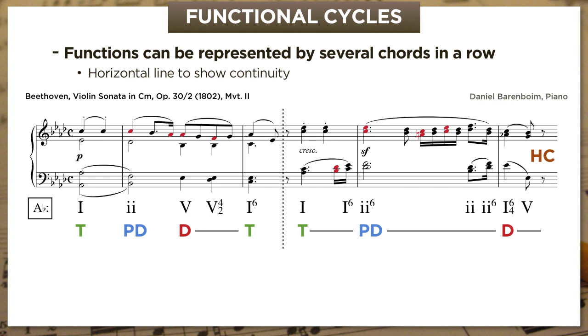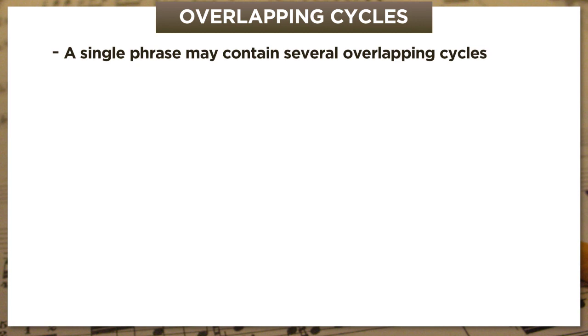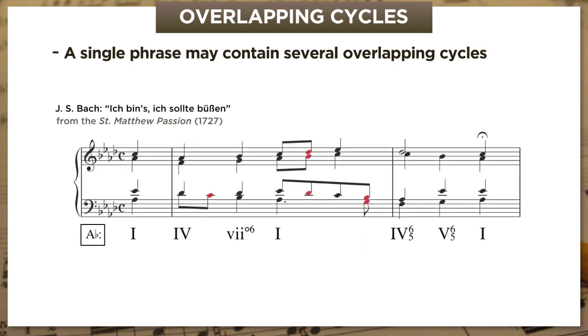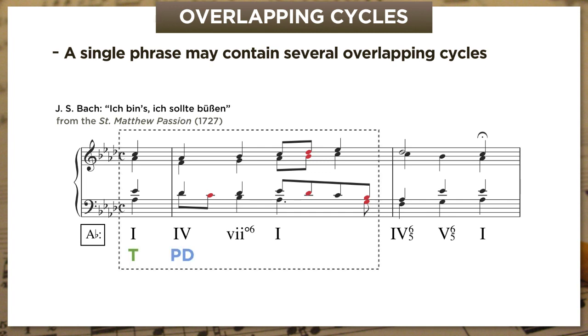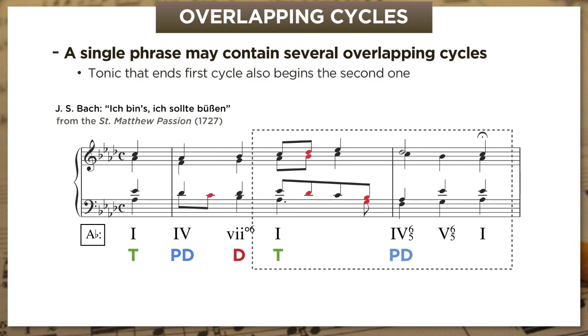Now, so far, every functional cycle we've seen has spanned a single musical idea, a self-contained phrase or subphrase. But very often, a single phrase will contain several overlapping functional cycles. Here's a chorale phrase from Bach's St. Matthew Passion, and you might remember this from video 9, where we talked a lot about one of its chords. Here, in just 2 bars, we get 2 complete functional cycles, where the tonic that ends the first one also begins the second one. So they go by very quickly.